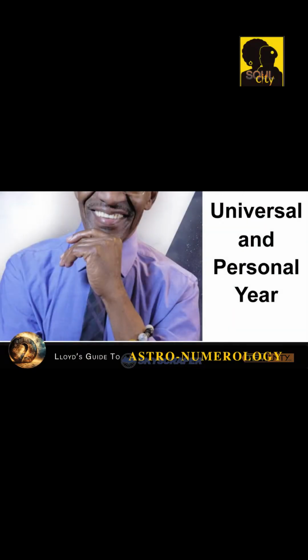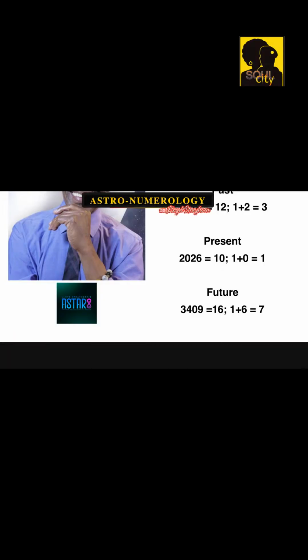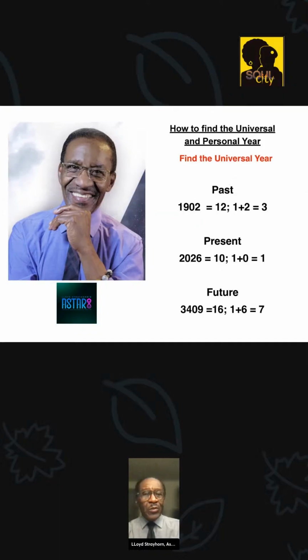On the screen in just a moment you can see how to find a universal and personal year. So in this case, if we put up the next one, which shows you the past, the present, and the future. Okay, now the past. Somebody says to me, okay Lloyd, what was the universal year back in the year 1902? Very simple. 1 plus 9 plus 0 plus 2 equals 12, and 1 plus 2 is 3. So in that year, it was a 3 universal year.